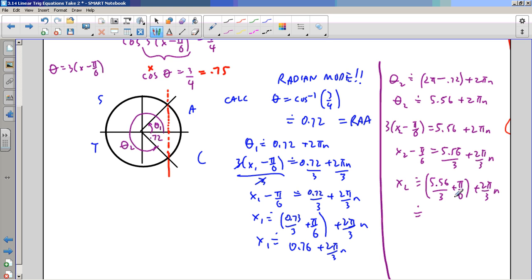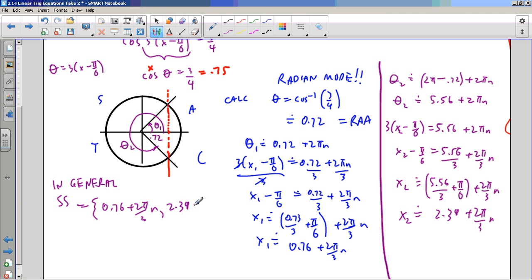And calculator, jam that into a calculator, and it looks like it's about 2.38. I didn't need those brackets there anymore. Yeah, I'm going to just put that back in as 2.38 like that. And there are my general solutions. So the solution set in general is 0.76 plus 2 pi over 3n and 2.38 plus 2 pi over 3n.